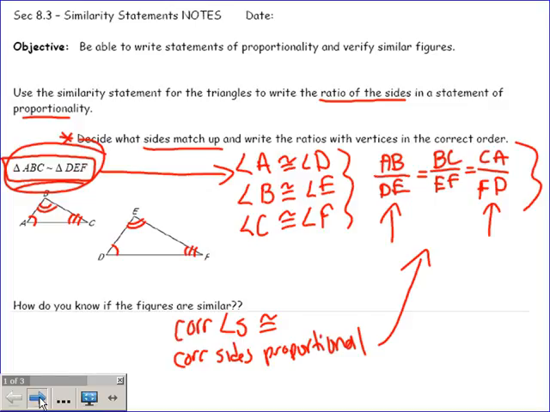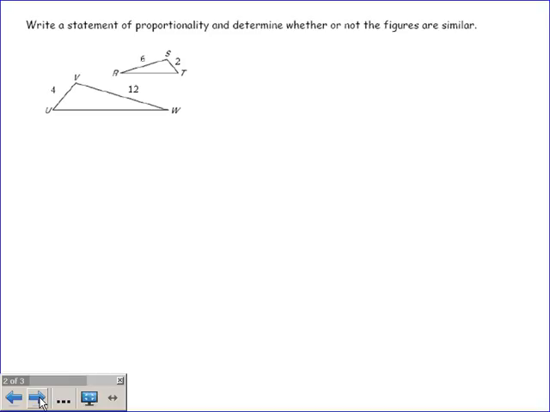Okay, down below. It says write a statement of proportionality and determine whether or not the figures are similar. So we're dealing with two triangles. What we could do here is start comparing these. What's kind of weird is these shapes aren't written in the same orientation, are they? So we kind of have to change our viewpoint.